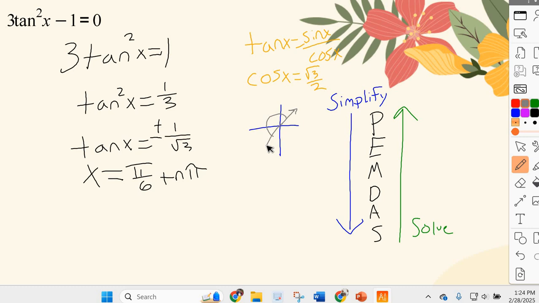However, we also have a what here? That negative. So when is tangent negative? Second and fourth. Second and fourth, so what is the angle in our second quadrant that has a reference angle of pi over 6? Okay, and then by adding in pi again, that takes care of the one that's in our fourth quadrant.